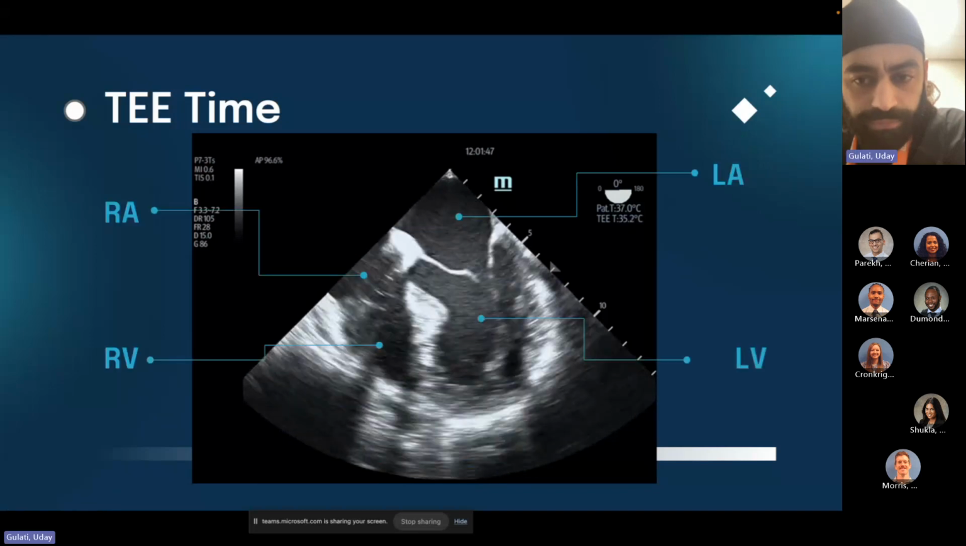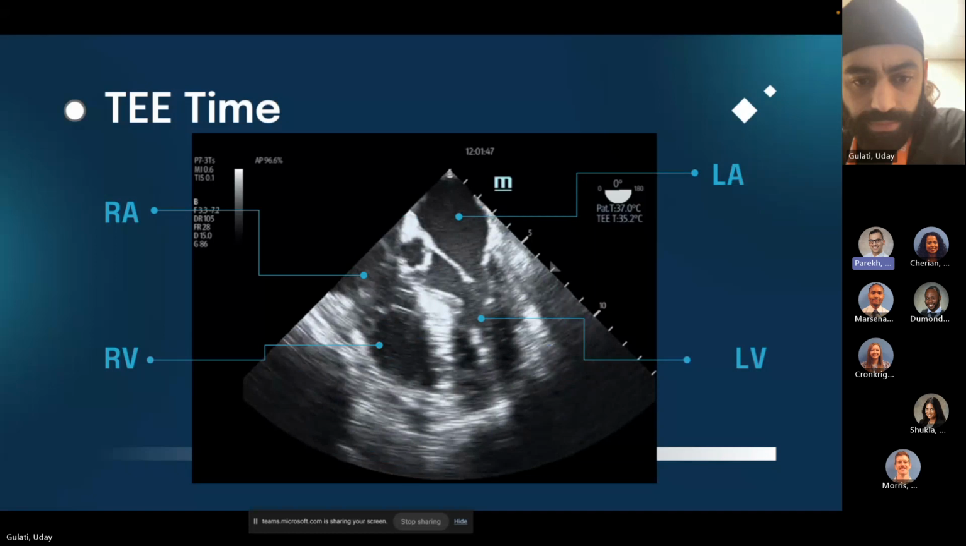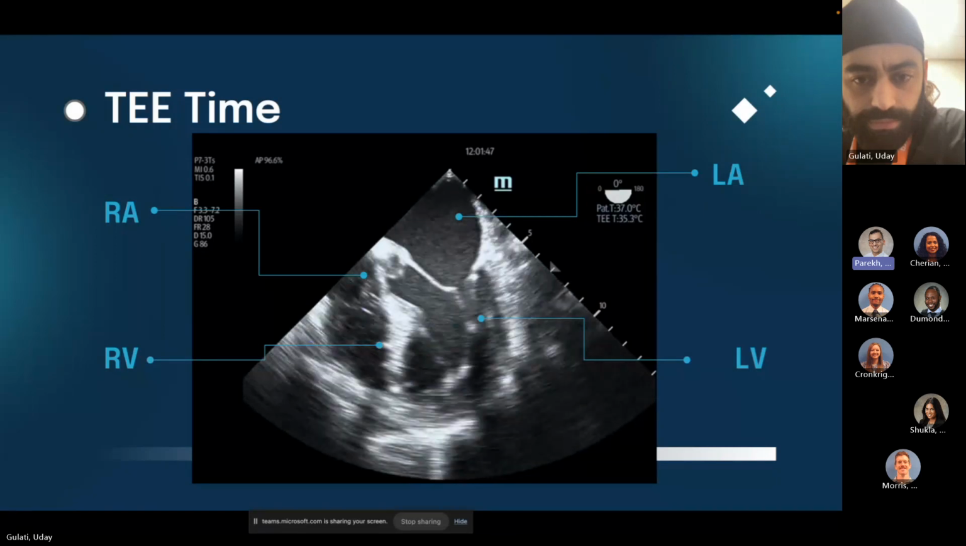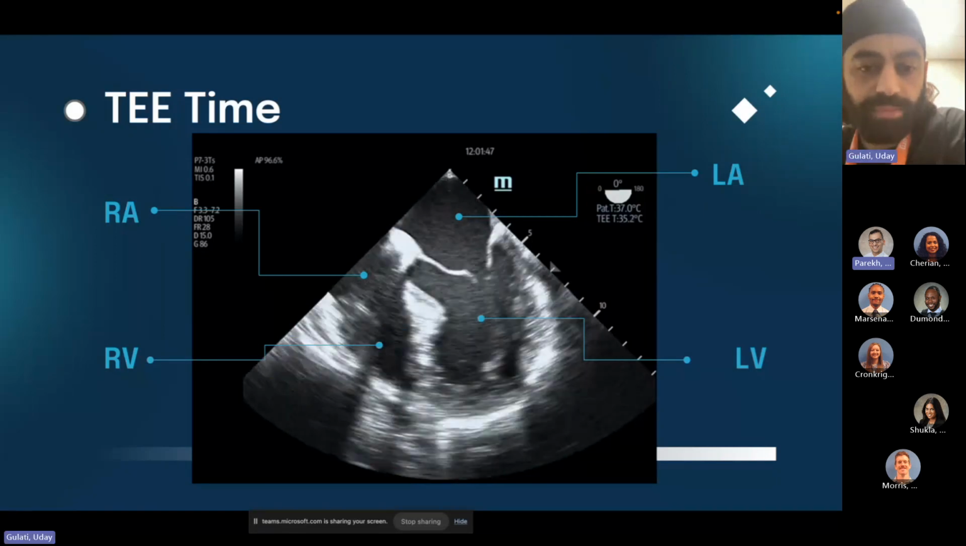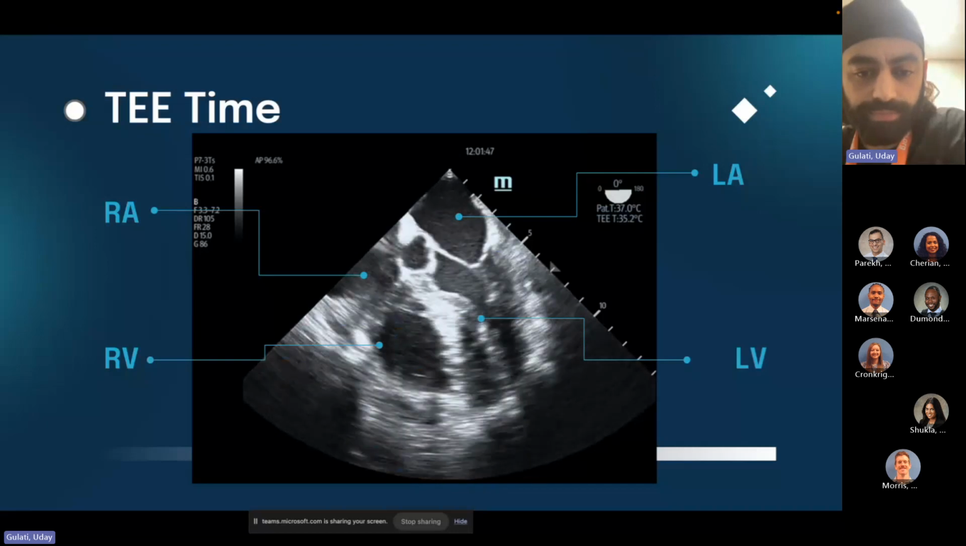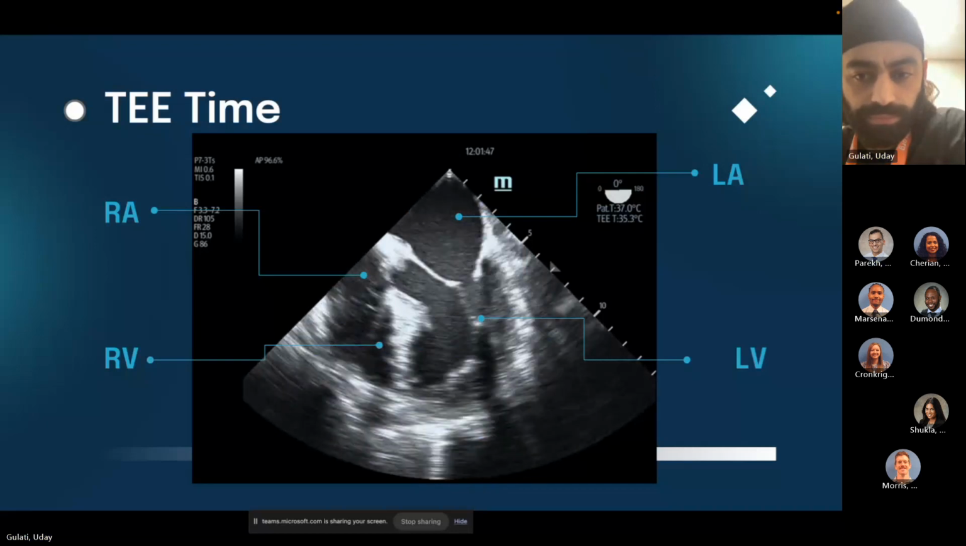I think I already included this one. This is that apical when you're below the heart, right? When you've wrapped around. No, this is in your mid-esophageal 4-chamber. Okay.